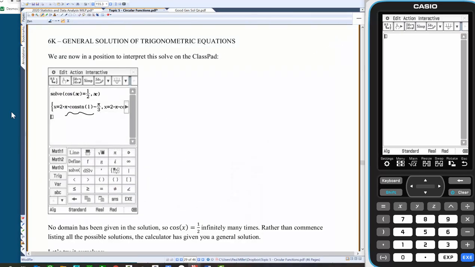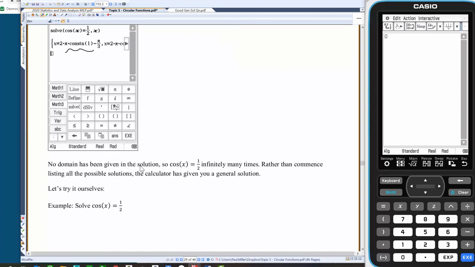So we've got to forgive the calculator for not being able to give us a finite number of solutions for this, because we haven't told the calculator where to look. So what it's attempted to do is give us every single solution, or what we call the general solution. No domain has been given, so cosine x will equal a half infinitely many times, and rather than commence listing all the solutions, the calculator just gives you a general solution.